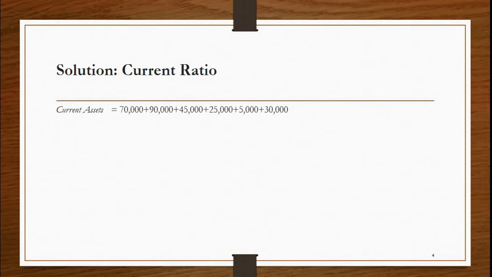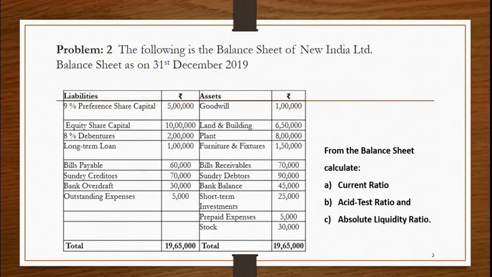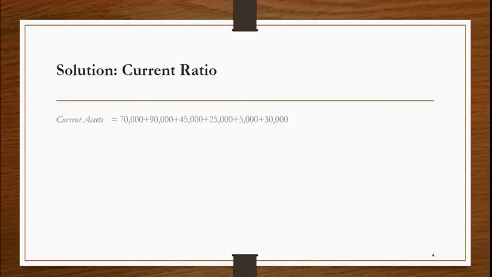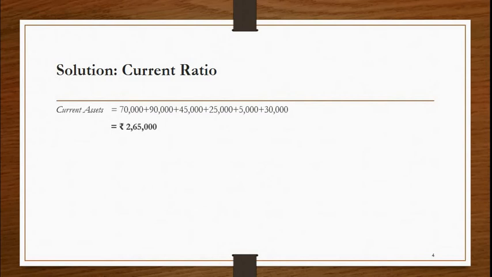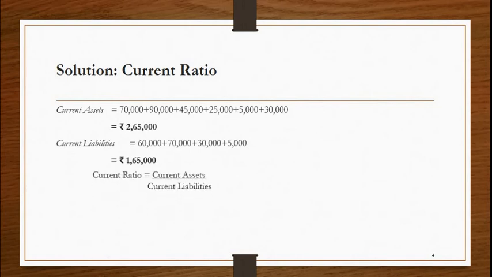The current assets in this problem are 70,000, 90,000, 45,000, 25,000, 5,000, and 30,000. Means the current assets of the balance sheet. So the total will give you rupees 2,65,000 as current assets. Current liabilities 60,000, 70,000, 30,000, and 5,000. The total will be 1,65,000. The formula is current ratio is equal to current assets divided by current liabilities. Then apply the values. Then you will get current ratio of 1.61.